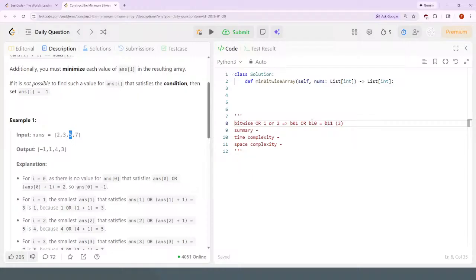5 in binary is going to be 101, so 4 and 1. So you could do maybe 4. Yeah, 4. If you do binary 100 or binary 101, it's going to give you 101. So 4 there. And for 7, the smallest thing that could work is 3. Interesting.